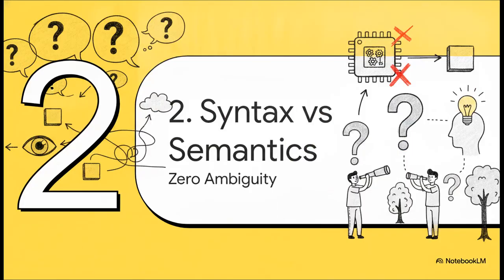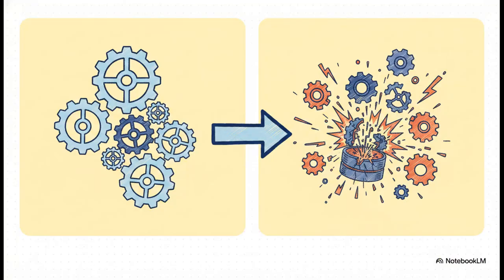Let's look at Section 2, Syntax versus Semantics, and exactly why languages cannot be ambiguous. Now, what's really interesting here is that human languages absolutely thrive on context and ambiguity. But a CPU, it cannot guess what you probably meant. Everything requires an exact split. Syntax is the grammar, the uncompromising strict rules for arranging symbols. If you forget a single closing bracket, the code won't even try to run.